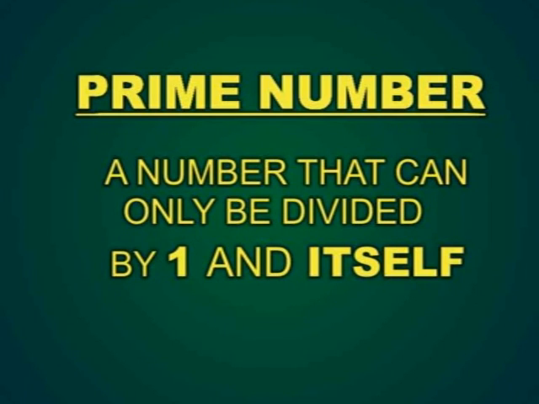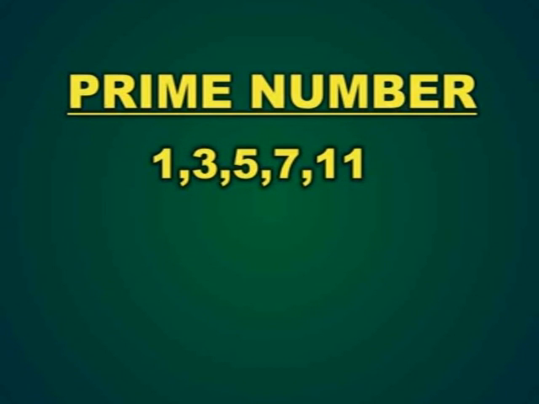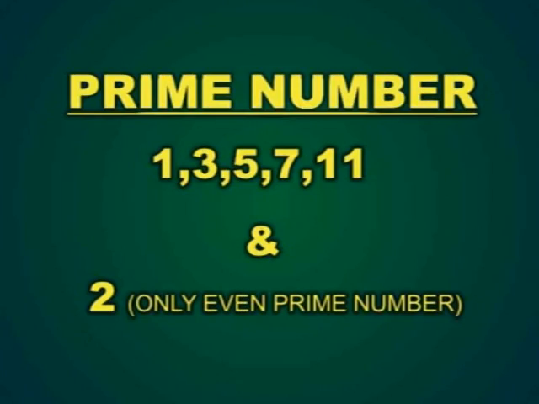Prime number. Now, a prime number is a number that only 1 and itself can go into. Examples of prime numbers are 1, 3, 5, 7, 11, and I forgot 2 as well. Now, 2 is the only even prime number. Every other even number after that has a factor of 2, which means that it cannot be a prime number.